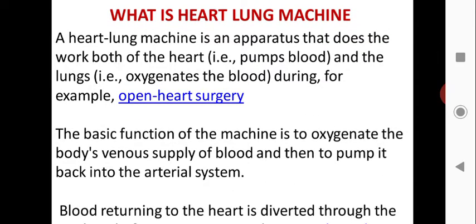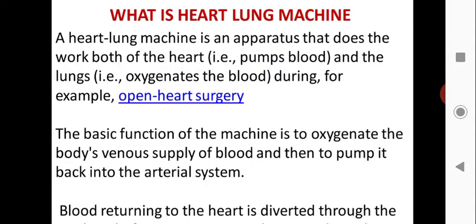A heart-lung machine is an apparatus that does the work of both the heart and the lungs during, for example, open heart surgery. That is, during surgery, the heart should not operate. In an operating heart, you cannot do any surgery. The heart will beat at an average of 70 to 80 beats per minute. During that time, you cannot do any surgery if there is any cardiac block in any veins and all, so you cannot do surgery in your heart.